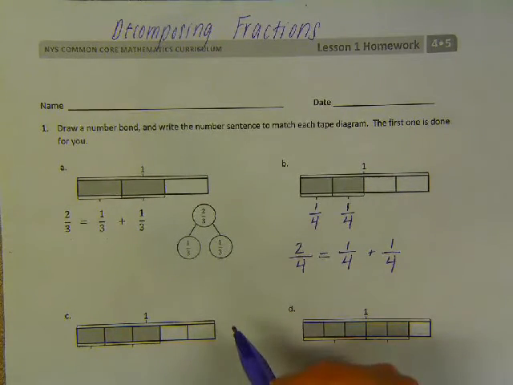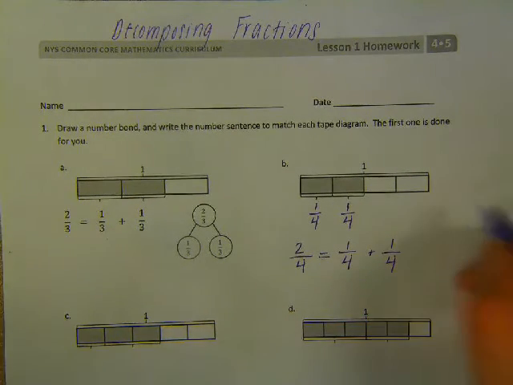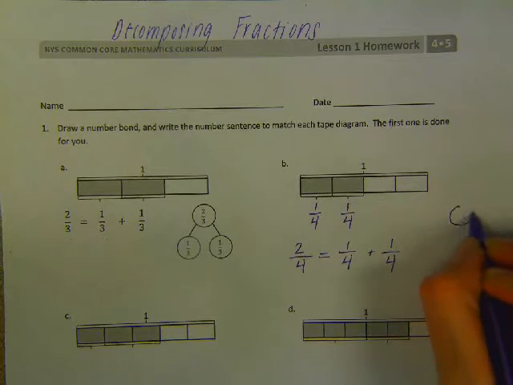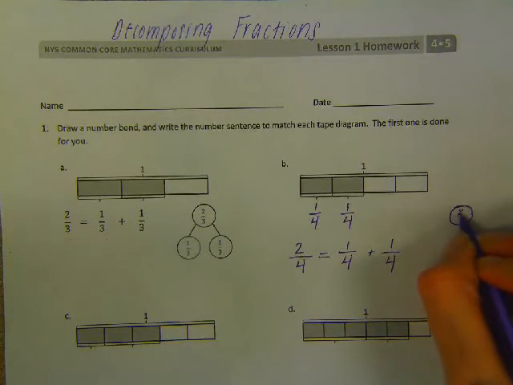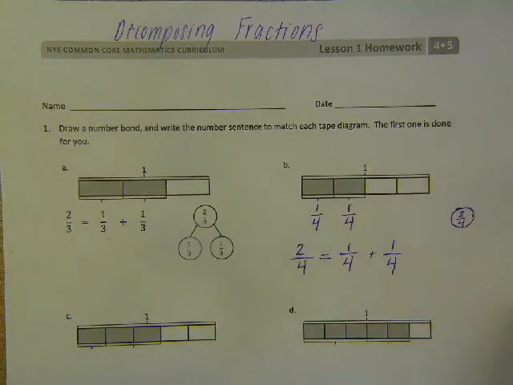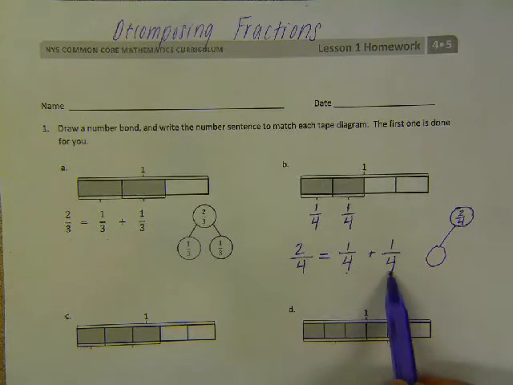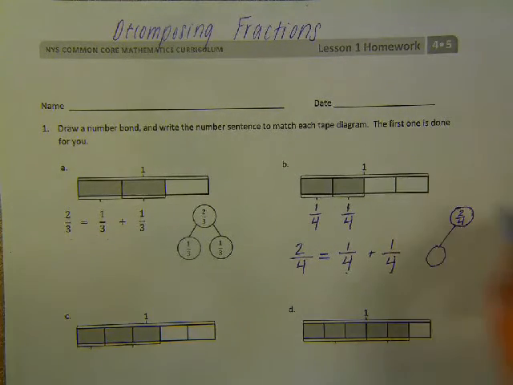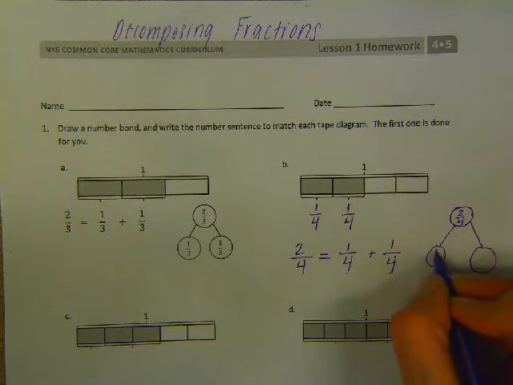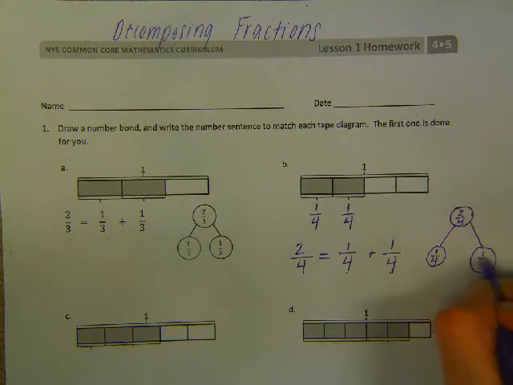Now, to draw a number bond for this addition sentence, I put my total up top, which is 2/4, and then I draw 2 bubbles off of that 2/4 because there are 2 fractions in my addition equation. Inside of each bubble will be 1/4.